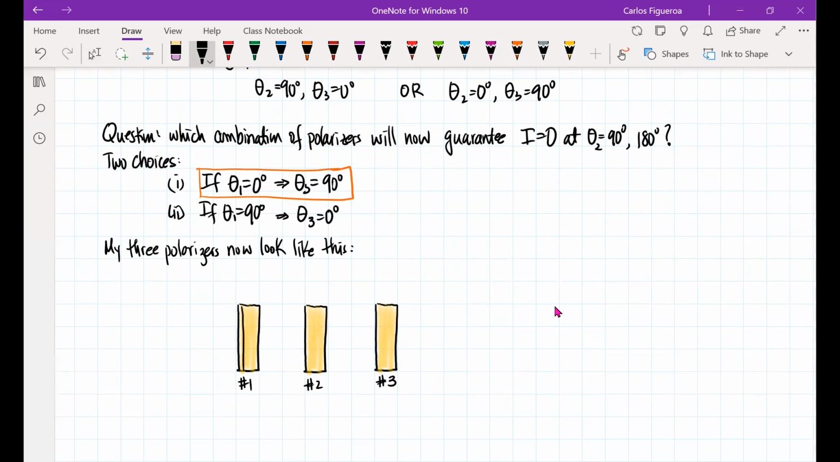This guy is now fixed to have theta 1 equal to 0. Now, theta 2 is variable. So if I rotate this thing 90 degrees, then I get 90 degrees equal to 0. Now, this guy has to be rotated 90 degrees.